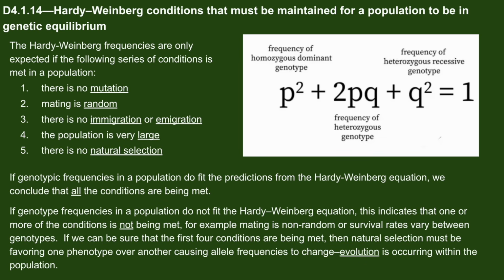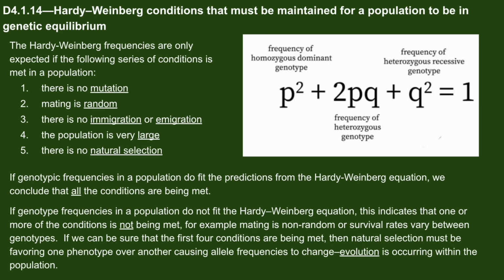Now, what's important to know is that the Hardy-Weinberg frequencies are only expected if the following series of conditions is met in a population. These five conditions need to be memorized. Number 1, there is no mutation. Number 2, mating is random. Number 3, there is no immigration or emigration. Number 4, the population is very large. And number 5, there is no natural selection.